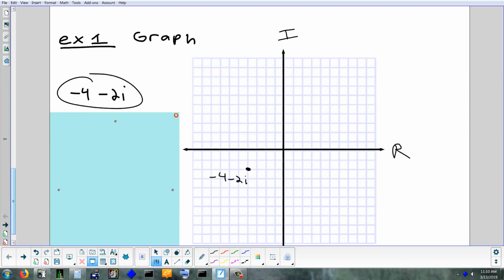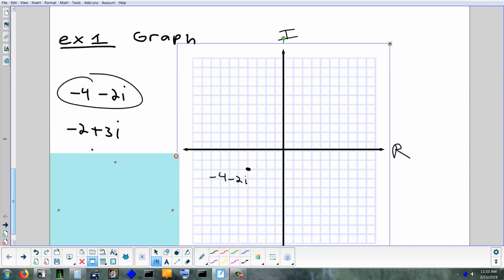Now what's kind of important about that is eventually we're going to have to know what quadrant a complex number is in. That's how you can figure it out. You graph it. 1, 2, 3. That's in quadrant 3. You don't have to identify the quadrant this time, but later today we will.